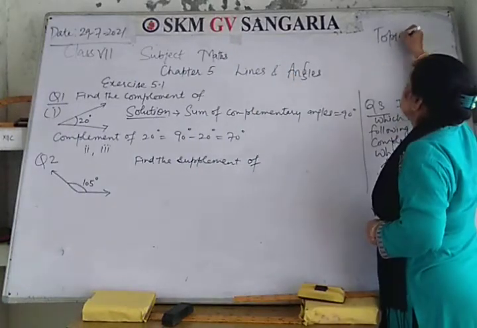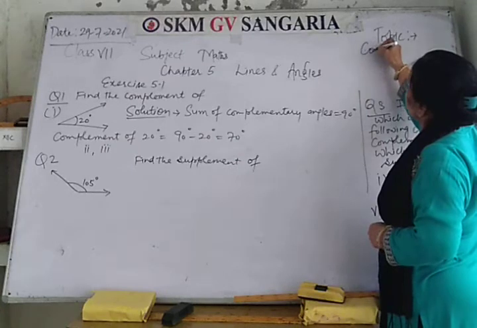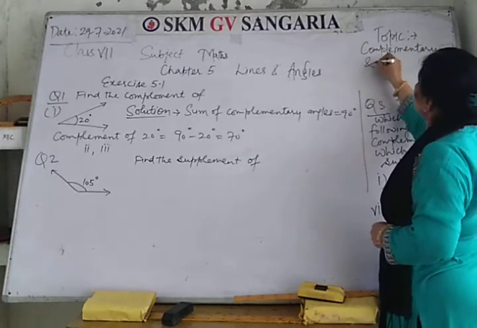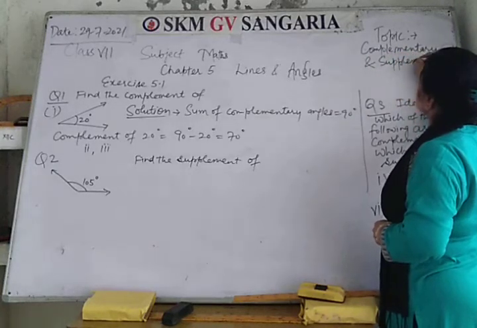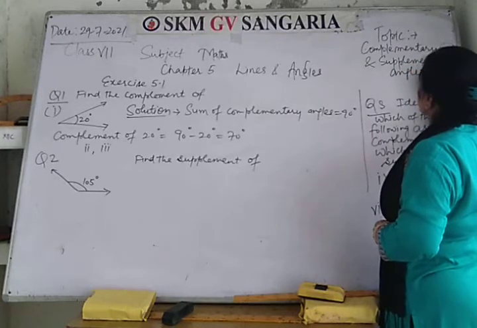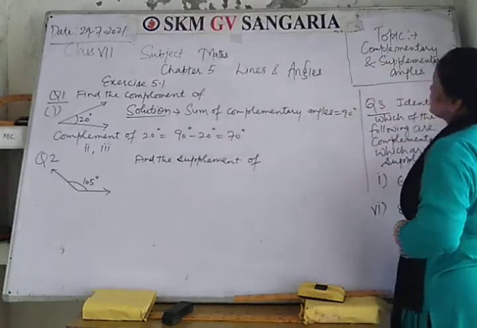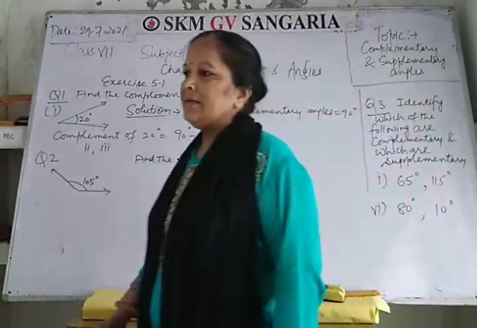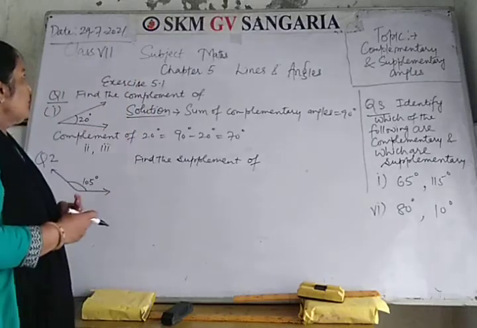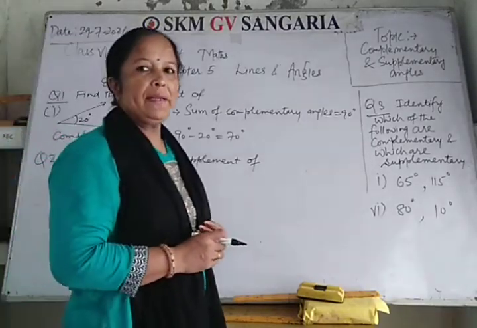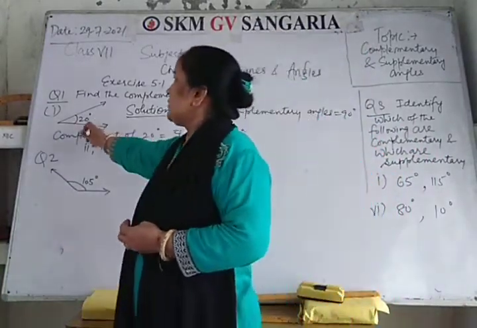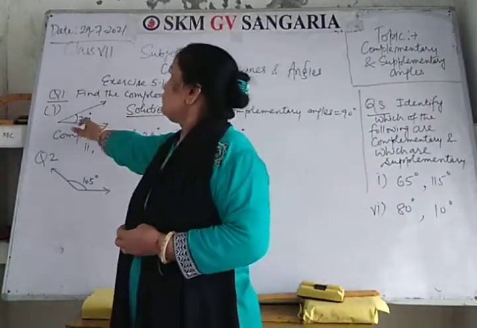Topic is complementary and supplementary angles. So exercise 5.1, question number 1 is: find the complement of, you are given a picture in place of a direct angle, find the complement of 20 degree.